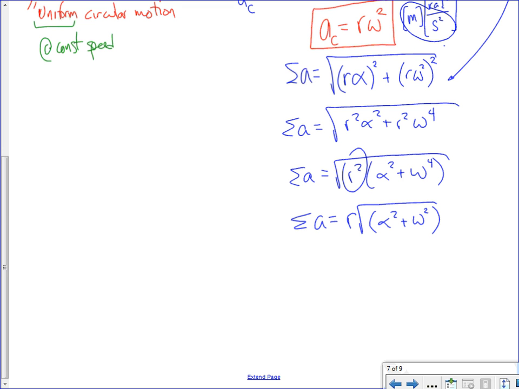But don't just then unsquare it. You can't. Sorry, like I just did. That's not the same as this. This part is not the same as alpha plus omega squared. It's not.